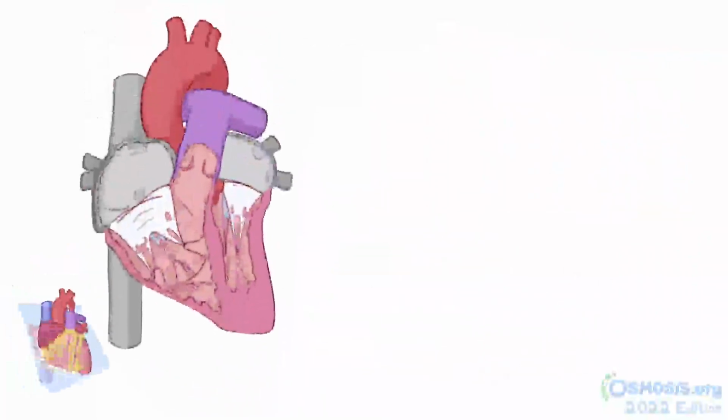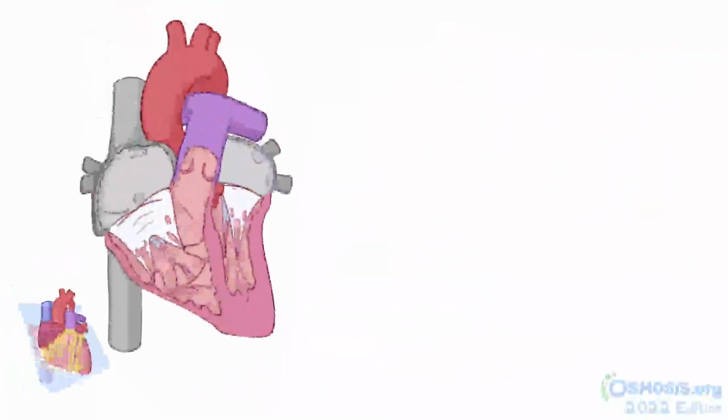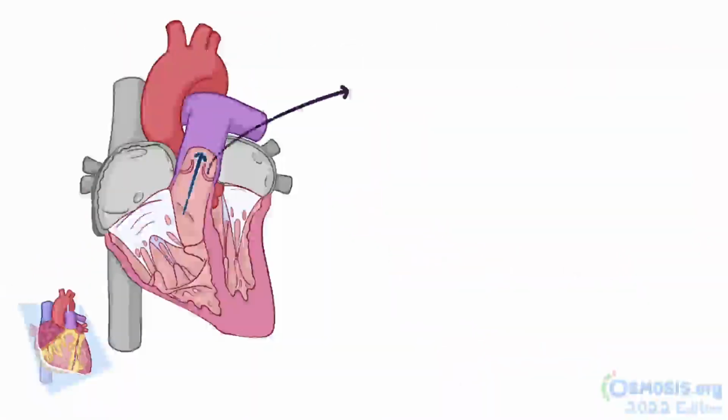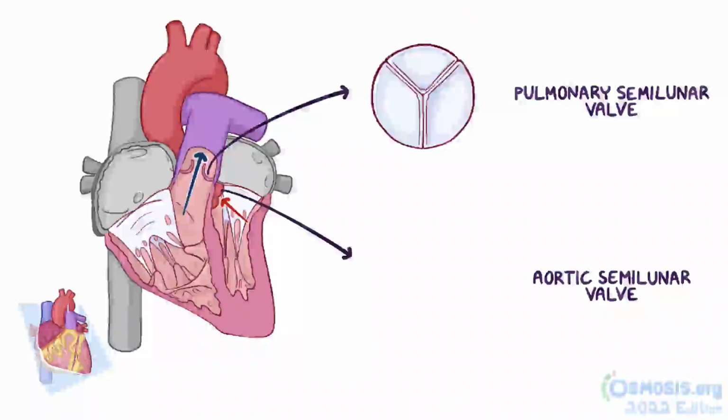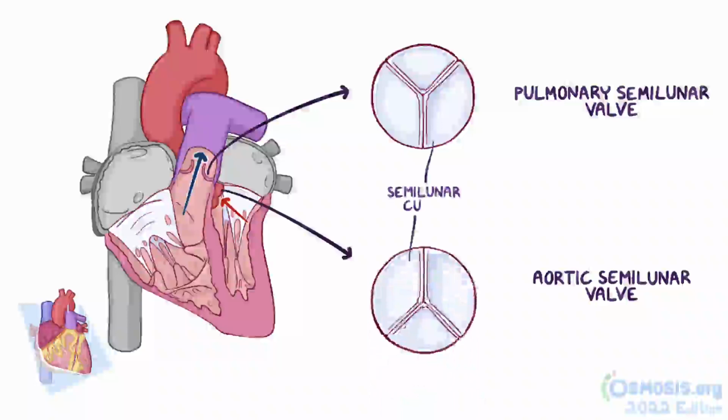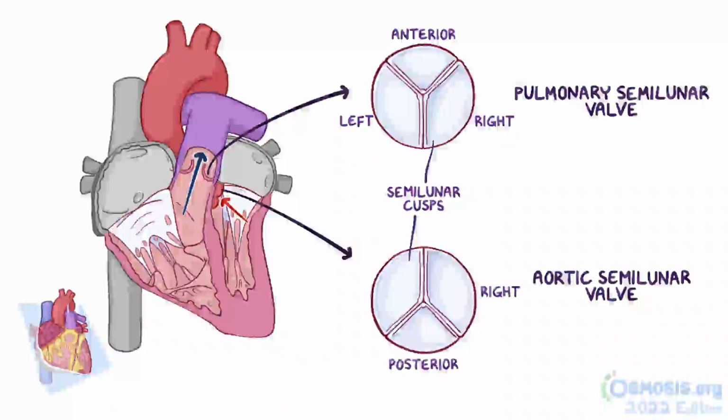Now that we're done with the heart chambers, we'll now take a look at the pulmonary trunk and aorta. Blood flows from the right ventricle to the pulmonary trunk via the pulmonary semilunar valve, while blood flows from the left ventricle to the ascending aorta via the aortic semilunar valve. These valves each have 3 cusps, called the semilunar cusps. The pulmonary valve has an anterior, a right, and left cusp, while the aortic valve has a posterior, right, and left cusp.